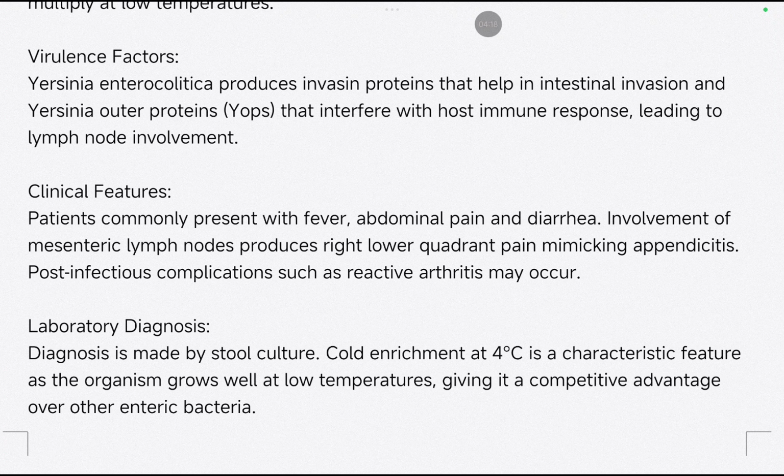What is the laboratory diagnosis? Diagnosis is made by stool culture. Cold enrichment at 4 degrees centigrade is a characteristic feature as the organism grows very well at low temperatures, giving it a competitive advantage over other enteric bacteria. It simply means the lower the temperature, the easier it is for enterocolitica to survive. Okay, and the only way we can diagnose is when we raise the temperature to 37 degrees centigrade, where it becomes non-motile. So I think we have done it properly.